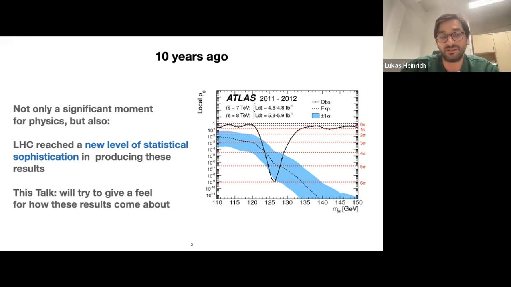In this talk, I wanted to give a bit of a feel for how these types of results come about, how we do the modeling, and then maybe also, if we have time, go into how we can use machine learning in the future to disrupt a bit this standard methodology that we've developed over multiple decades.